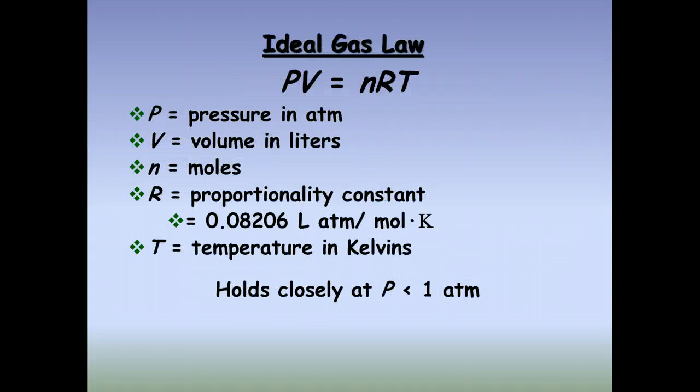The ideal gas law is a combination of all the gas laws, and it says that PV equals nRT. Pressure is usually, and you should just get used to doing it in atmospheres, volume in liters, and n has to be in moles. R, you use the gas law constant, 0.08206 liters atmospheres divided by mole kelvins. Temperature has to be in kelvins.